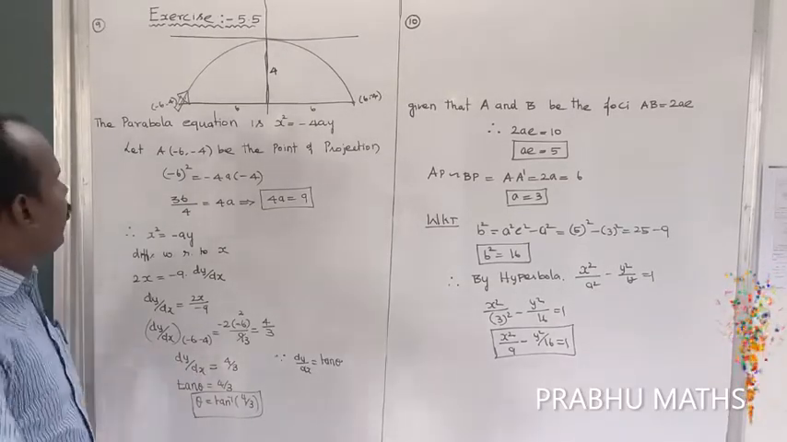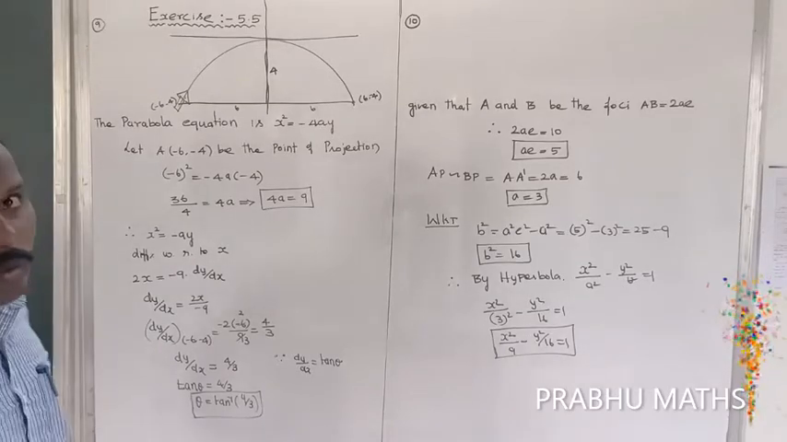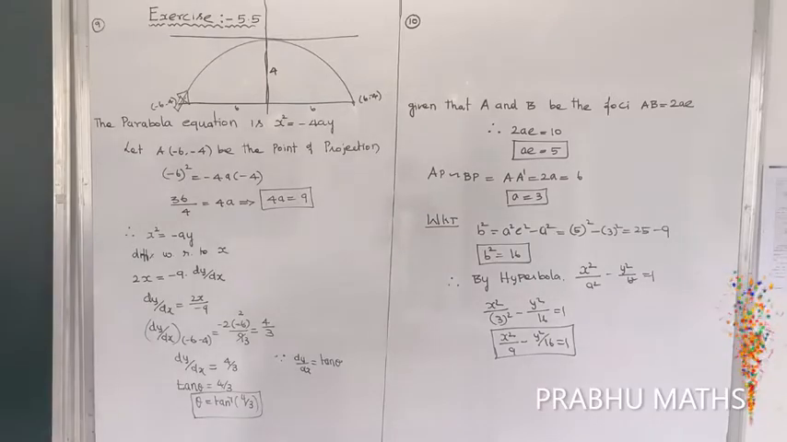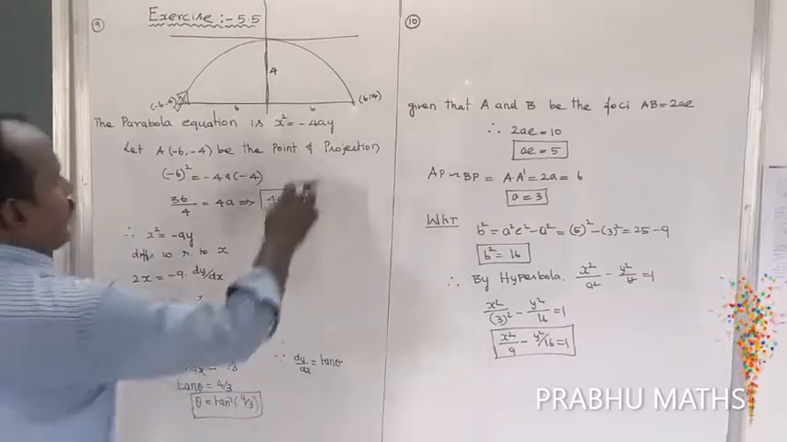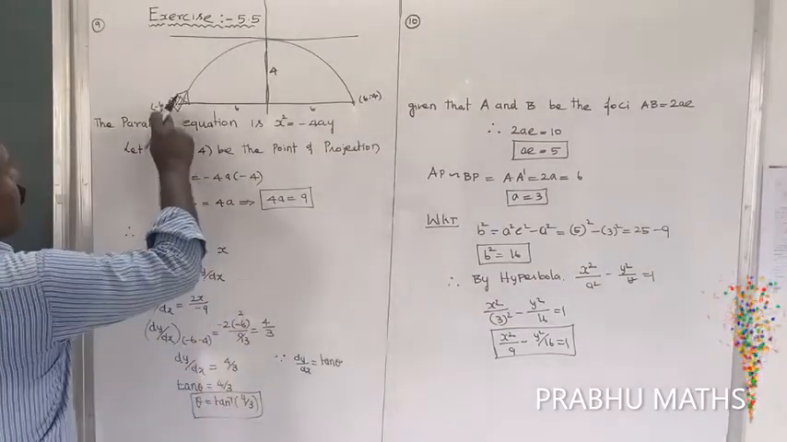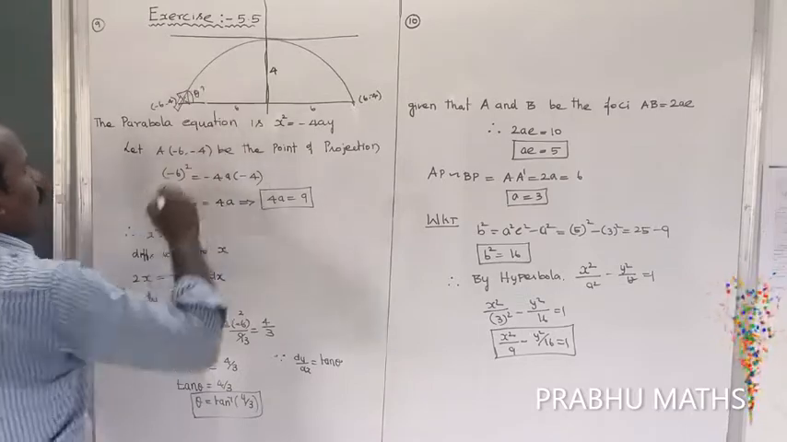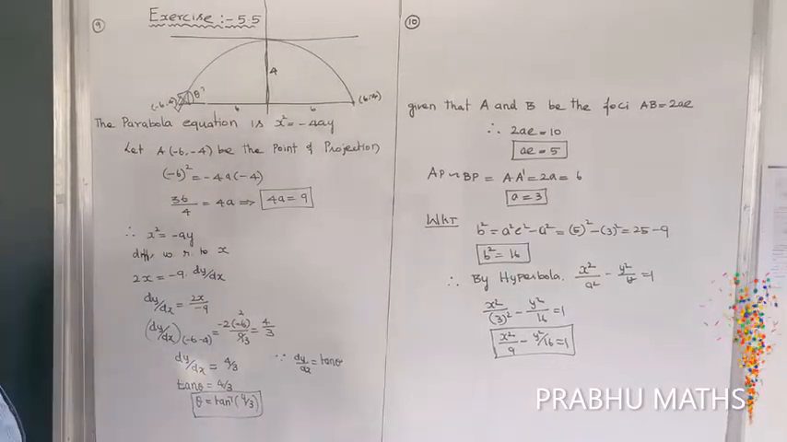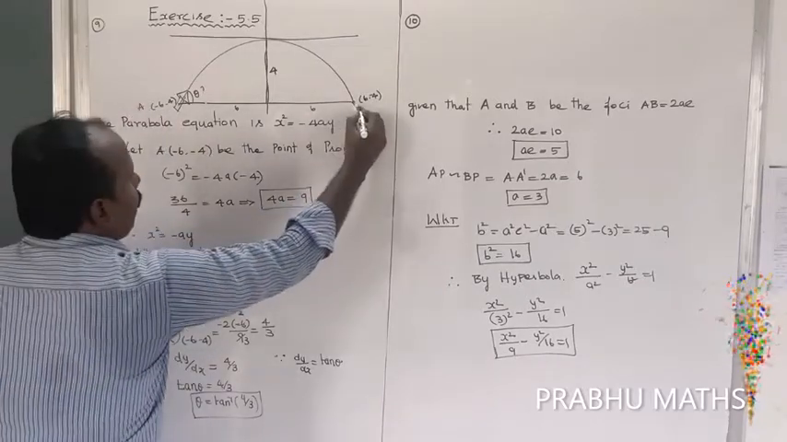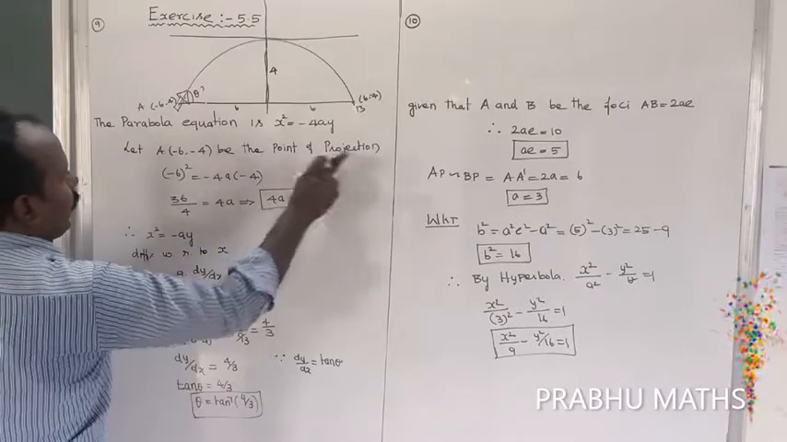So find theta. This is a downward open parabola. The equation of the parabola is x square equals minus 4ay. That is a downward open parabola. Next, it passes through the point. But now we have to get the theta value. So A is this point, B is this point. A is (minus 6, minus 4), B is the point of projection.